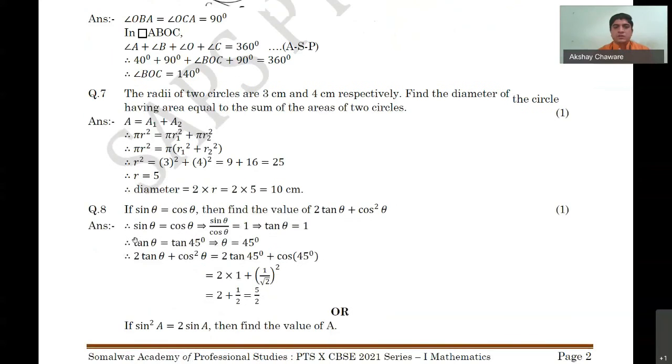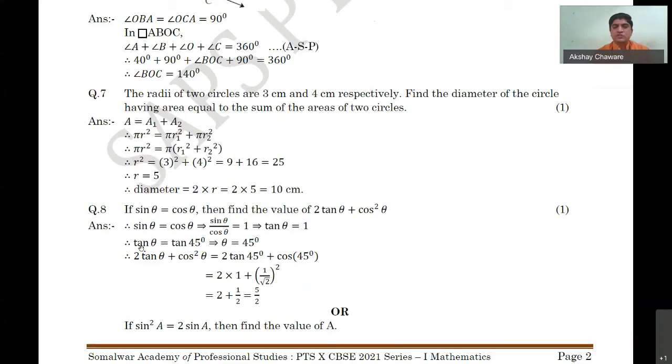Now in question number 8, sin theta is equal to cos theta. Then find the value of 2 tan theta plus cos square theta. Now see here, sin theta equal to cos theta and tan theta is equal to 1. Tan theta is equal to tan 45 because according to the trigonometric table, we know tan 45 is 1. So we can replace here 1 by tan 45.